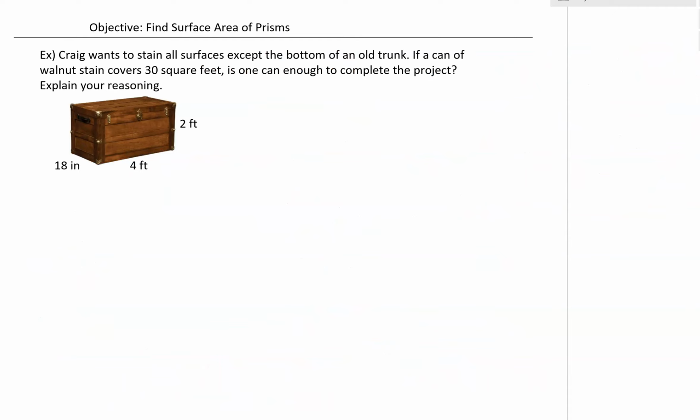All right, so here we've got a little different context situation. It says Craig wants to stain all surfaces except the bottom of an old trunk. If a can of walnut stain covers 30 square feet, is 1 can enough to complete the project? And explain your reasoning. So here we'd be looking at a comparison of areas. We know that a can of the stain covers 30 square feet. We want to know, is 1 can enough?